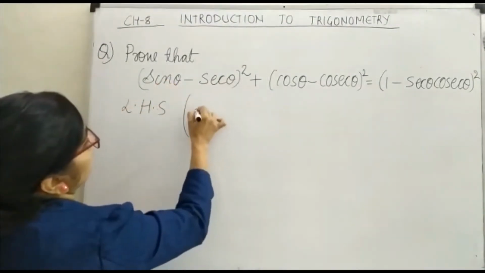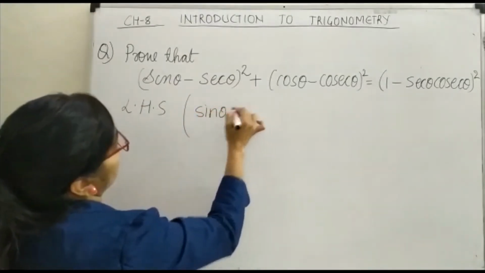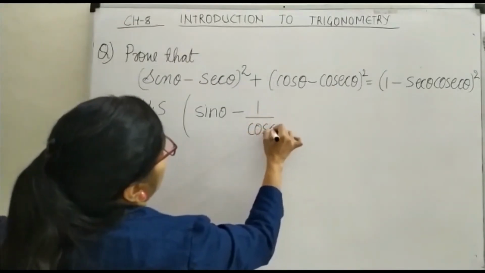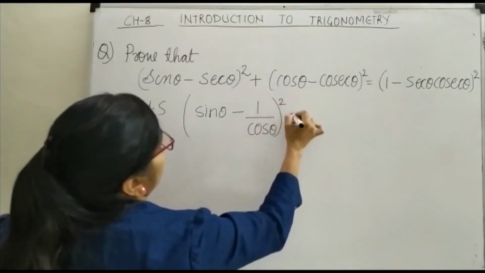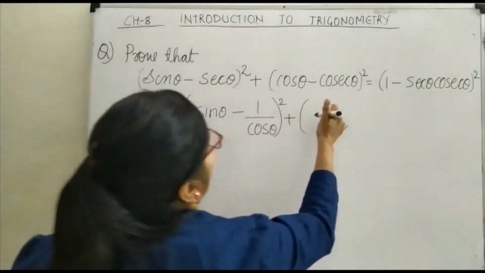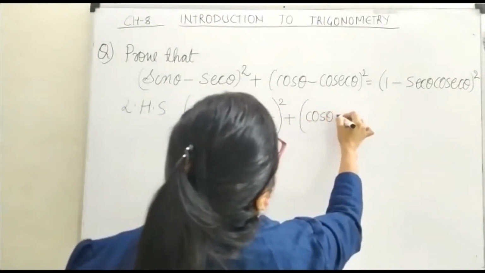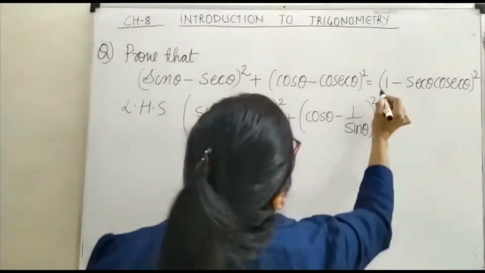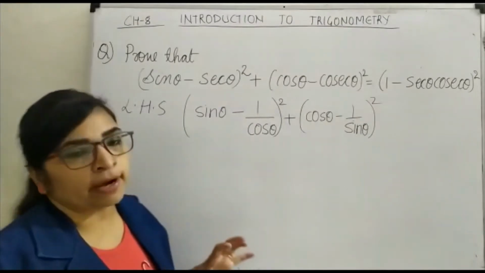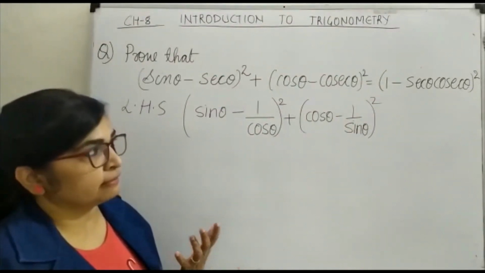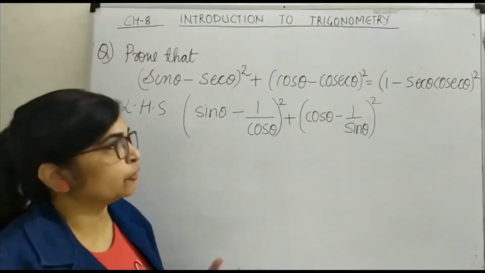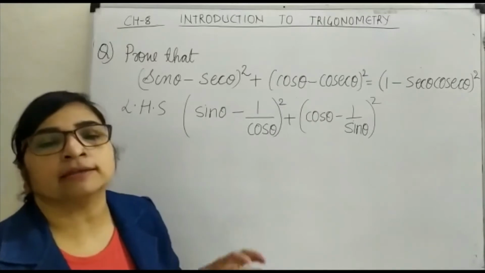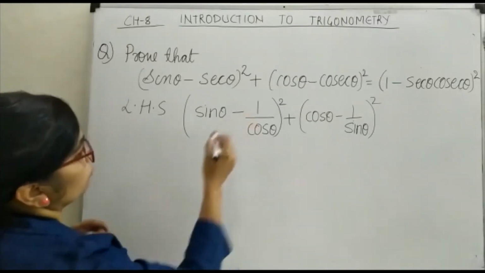Sin theta minus sec theta, which can be written as 1 upon cos theta, the whole square, plus again cos theta minus 1 upon sin theta, the whole square, right? Whenever you find any difficult question, or any question which you have not done before, the best thing is to resolve the terms into sin theta and cos theta.